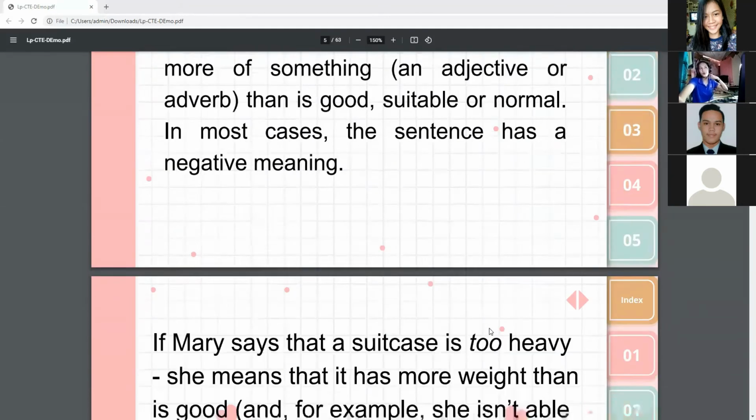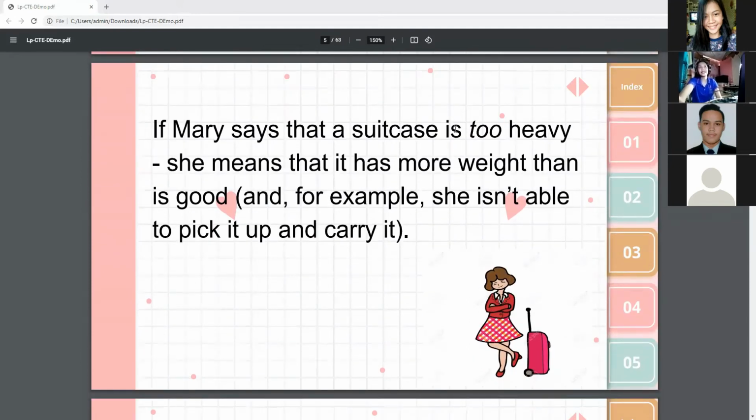Let's look at this example. If Mary says that a suitcase is too heavy, she means that it has more weight than is good. For example, she isn't able to pick it up and carry it. So "the suitcase is too heavy" means that the suitcase has more weight, so it indicates a negative meaning. What is that negative meaning? The suitcase having more weight. That is why it is negative. It also says that Mary wasn't able to pick it up and carry it. Okay, do you guys get it? Yes, ma'am. So "too heavy" indicates a negative meaning.